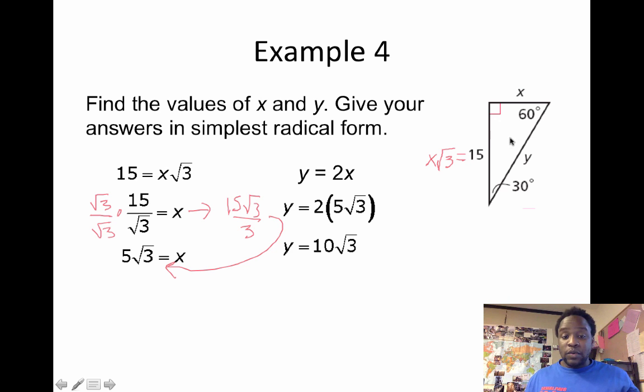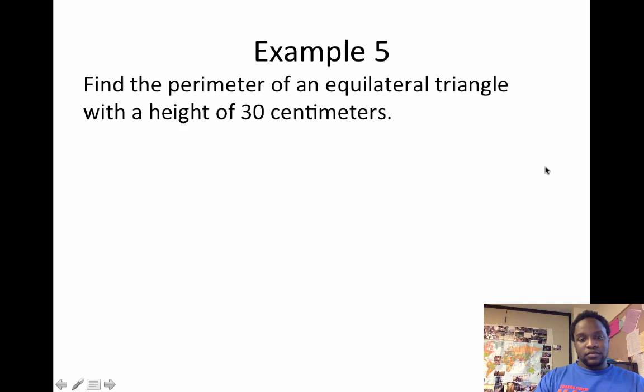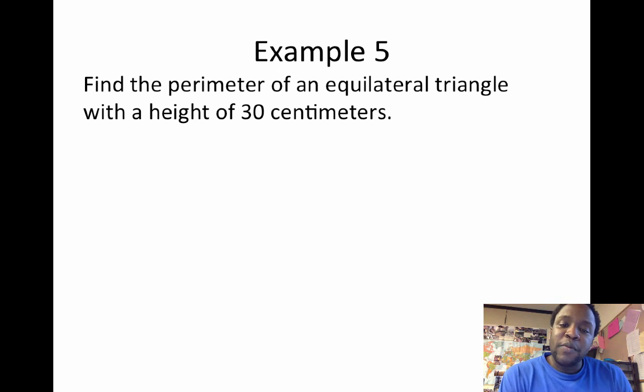You can always check your work by doing 5 radical 3 squared plus 15 squared. Does that equal 10 radical 3 squared? Let's do another one. Find the perimeter of an equilateral triangle with a height of 30 centimeters.